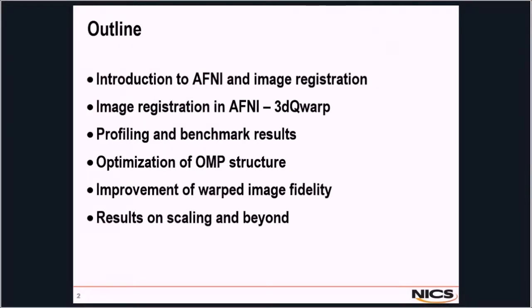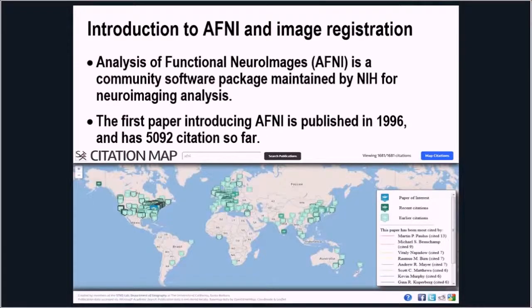So the outline of my talk: first I will briefly introduce what AFNI and image registration are. Then I will talk about the image registration code 3dQwarp within AFNI and show some profiling and benchmark results, based on which I will show our implementation for the optimization of the OpenMP structure within the code and our improvement of the warped image fidelity. At last, I will show some results on both scaling and the PI's research.